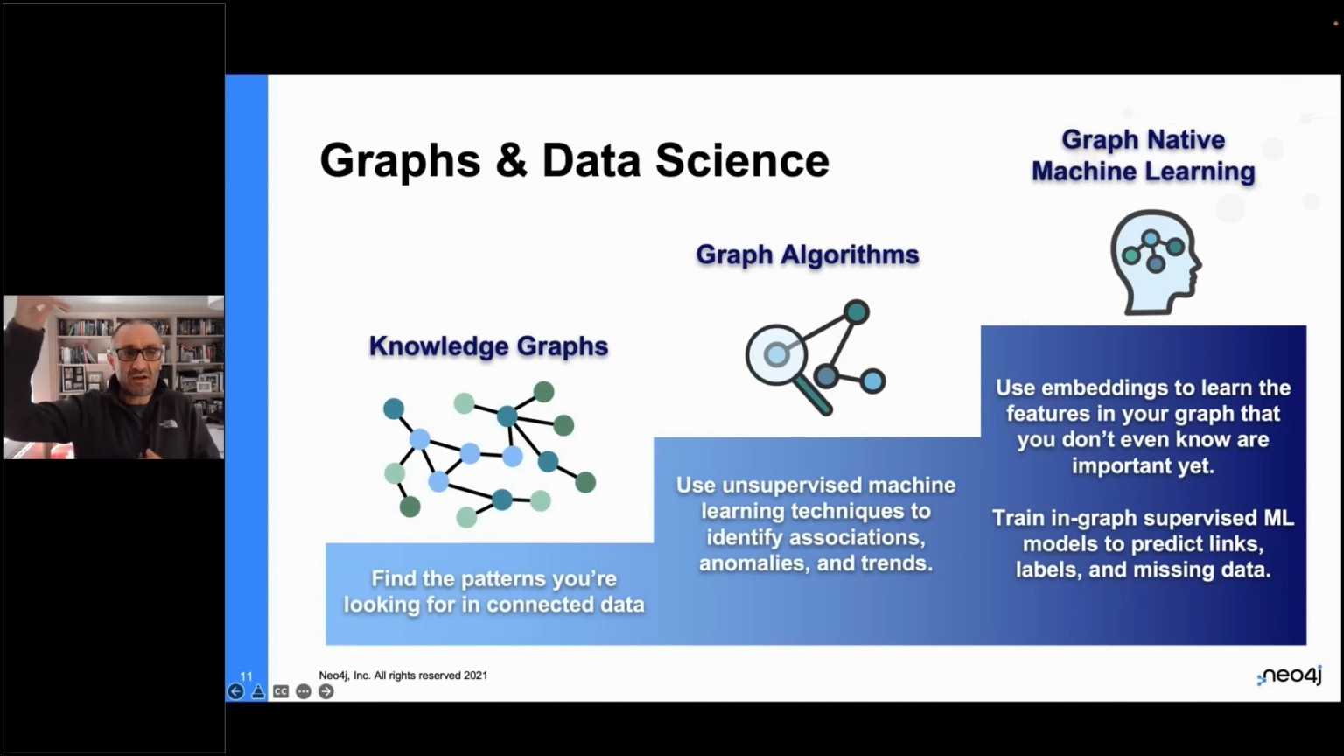And at the top of this hierarchy, or at least today, we've got graph native machine learning. What we're doing there is using embeddings to learn features in the graph that we don't even know. We're actually encoding the topology of the graph for downstream model training. We can also detect missing labels and missing links in the graphs and so on. So we can solve the canonical problem in graph theory, Zachary's Karate Club, really easily. As an aside, there's an O'Reilly book on knowledge graphs that I wrote with some colleagues. You can grab that for free from the Neo4j website if you are interested.